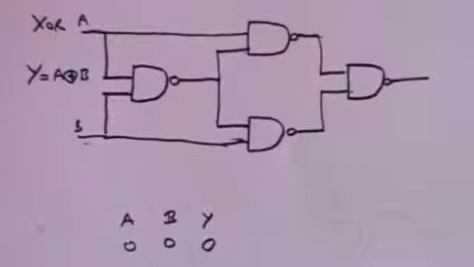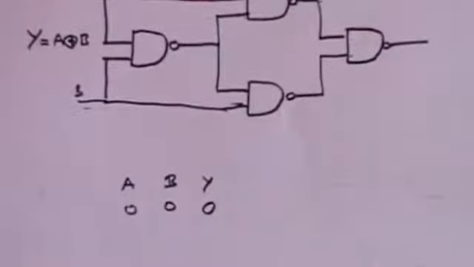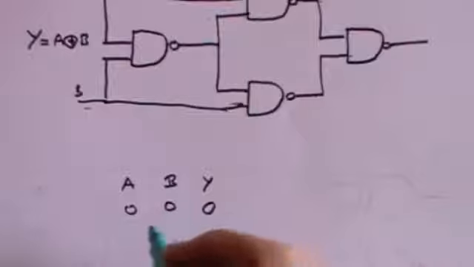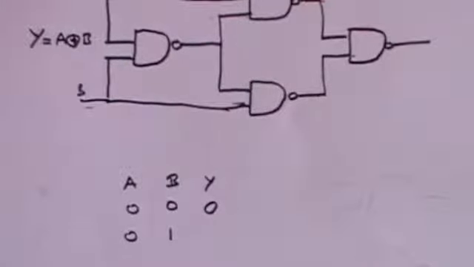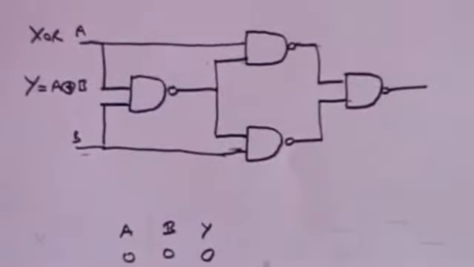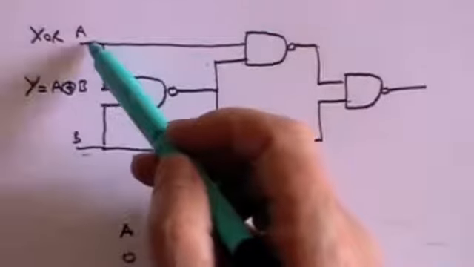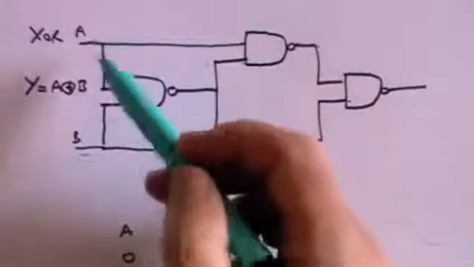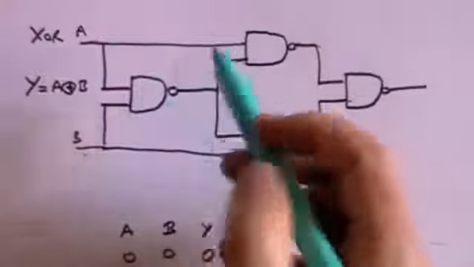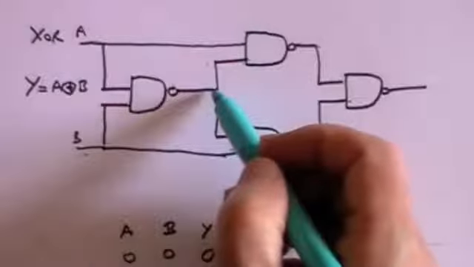Hope you followed that. Now let's do the situation where A is 0 but B has a positive input. So A is 0 but B is positive. So in this one we've got a 0 and a positive. Well, that means you'll get a positive out.